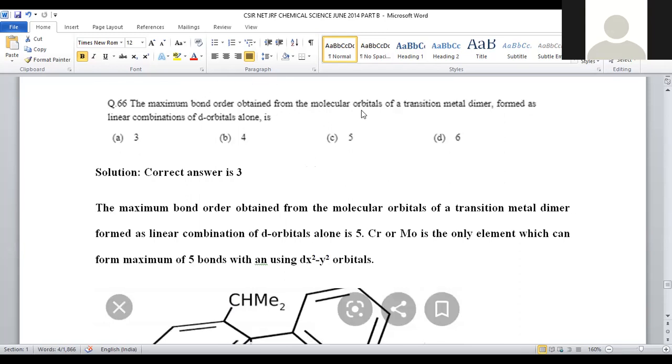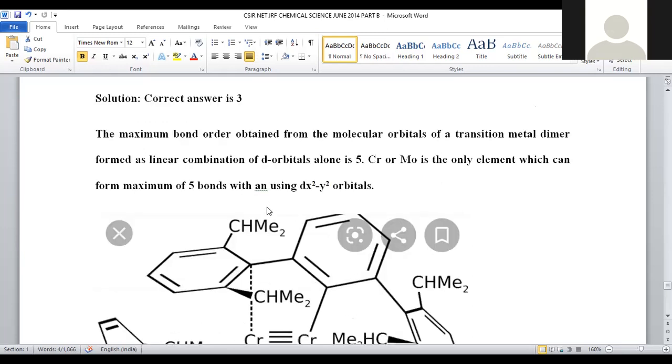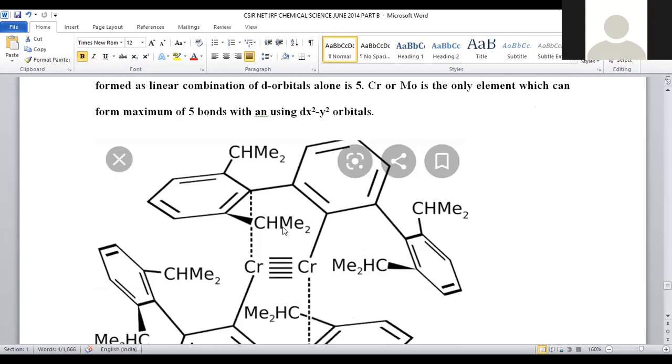The maximum bond order obtained from the molecular orbital of transition metal dimer formed as a linear combination of d orbitals alone is. So here you can clearly observe that whenever this transition metal dimer was taken, means two transition metal complexes got dimerized, and in accordance with molecular orbital theory, what will be the maximum extent of bond order, how many bonds those two metals are able to form. This is the data collected from Eduncle, that is an online platform for CSIR and NET.